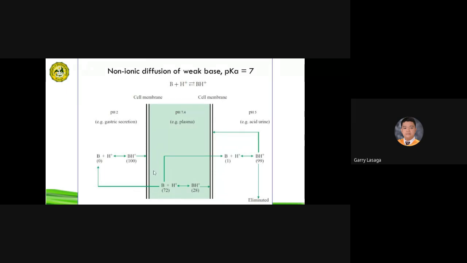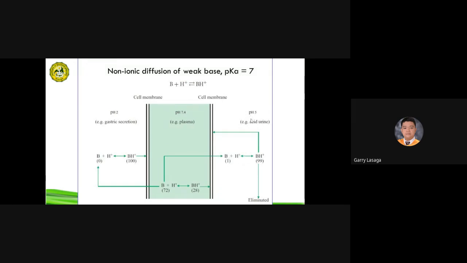So when the weak base is present in the plasma, the unionized form of the drug will predominate, because again the plasma has a basic pH. So the unionized form of the drug will predominate, and this unionized form will be the one to pass through the membrane, and it will reach the urine.